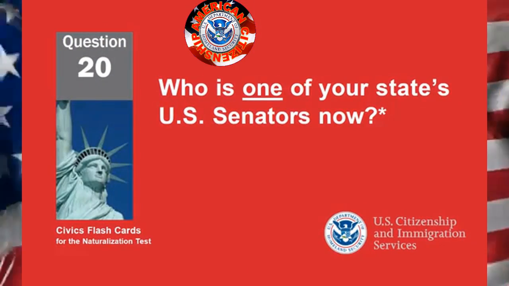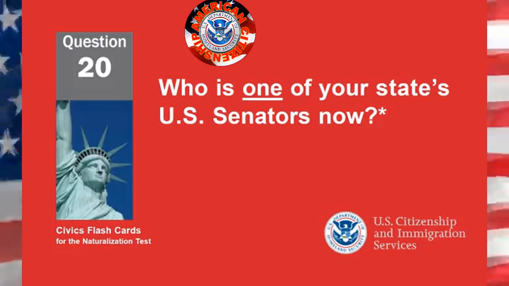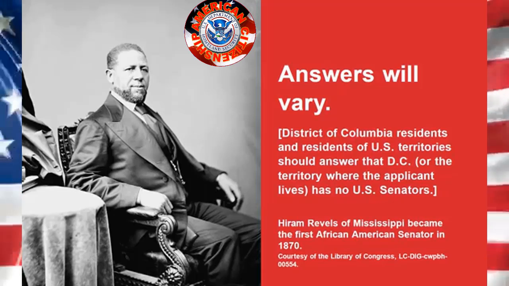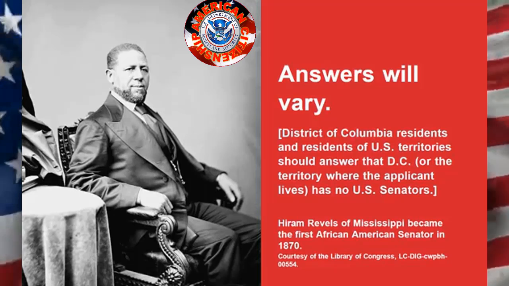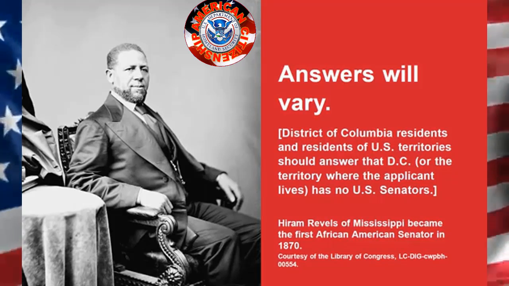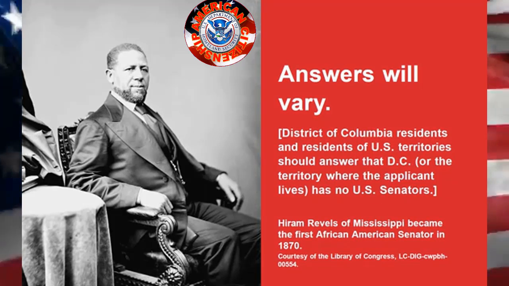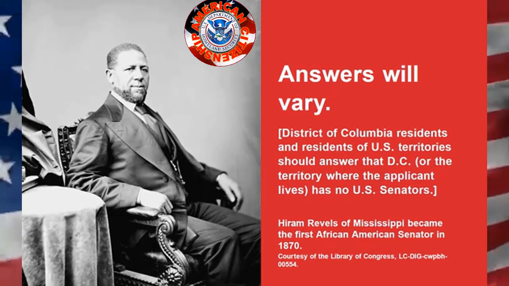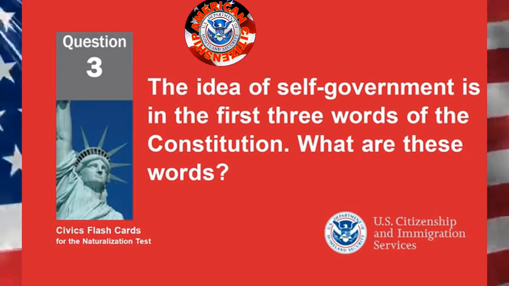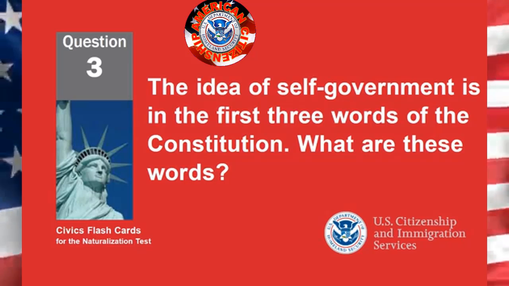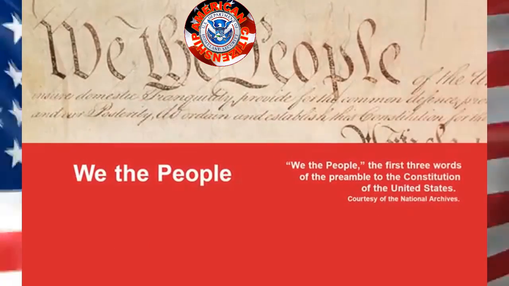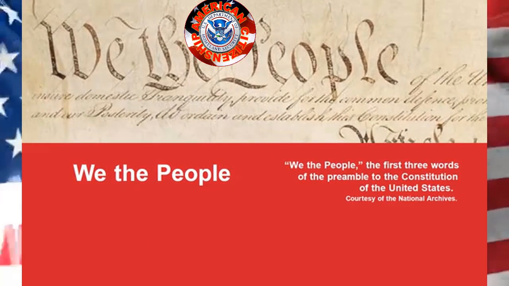Who is one of your state's U.S. senators now? Answers will vary. District of Columbia residents and residents of U.S. territories should answer that D.C., or the territory where the applicant lives, has no U.S. senators. The idea of self-government is in the first three words of the Constitution. What are these words? We, the people.